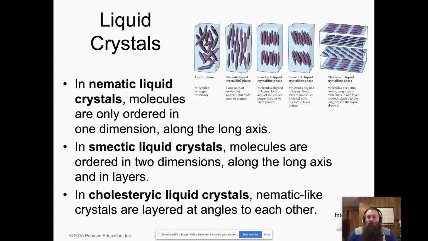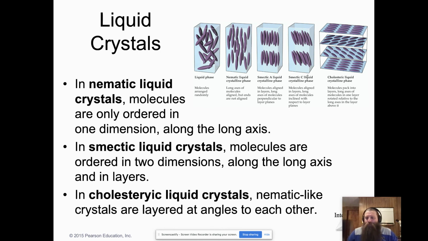If you have smectic liquid crystals, then you're going to get kind of like layers. So I have a layer where all the ends are roughly the same height and the long axis is all still aligned together. And in cholesteric liquid crystals, it looks pretty much like smectic, but I'm on an angle, just like that.